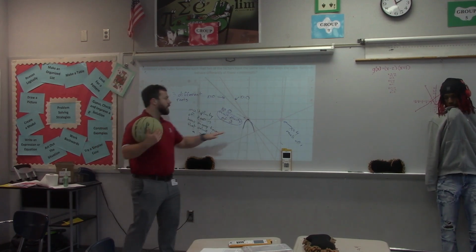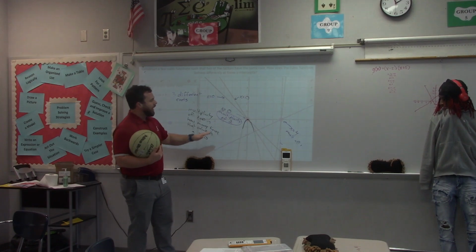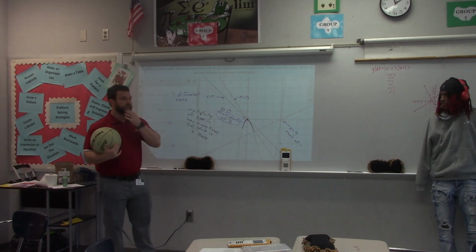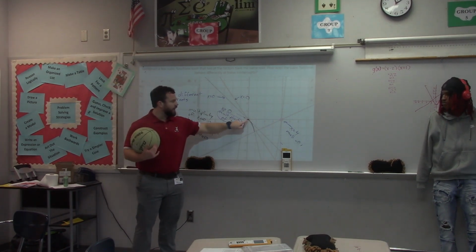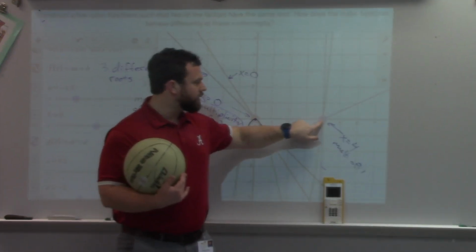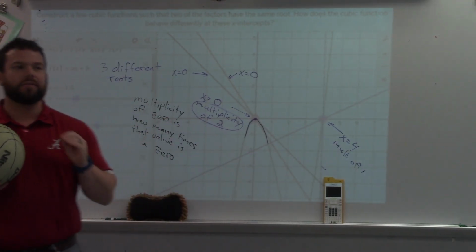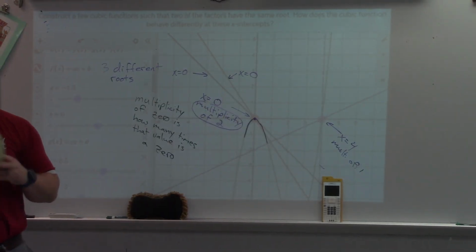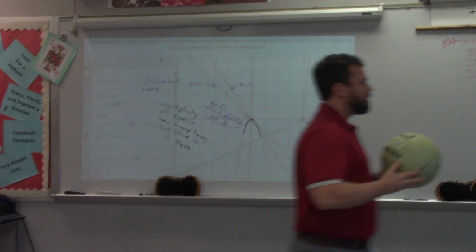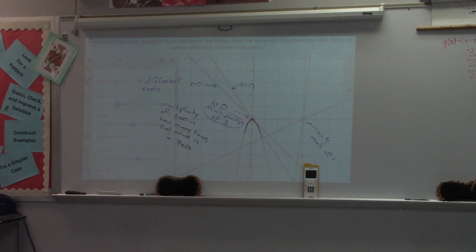So, right here, what I want us to talk about is how is the function behaving differently at these x-intercepts that are double roots versus when it's not a double root? How does the x-intercept behave differently when we have a double root versus a non-double root? What you said again? Say that one more time, please.